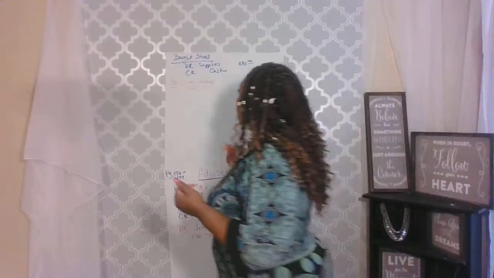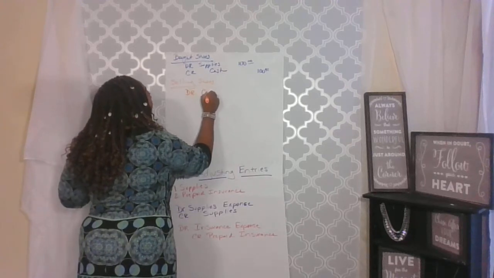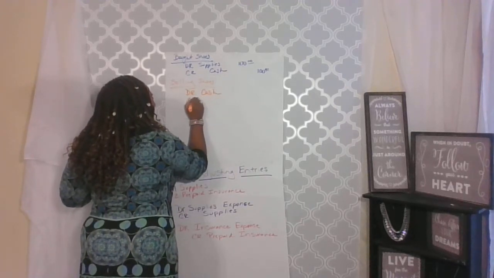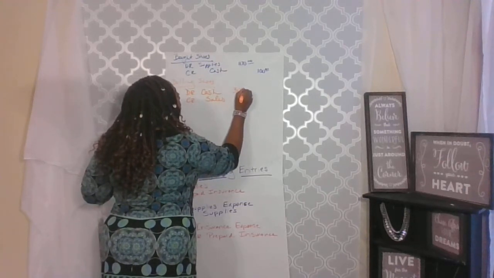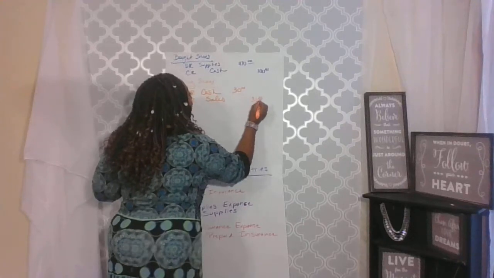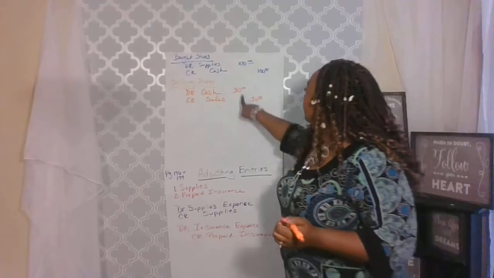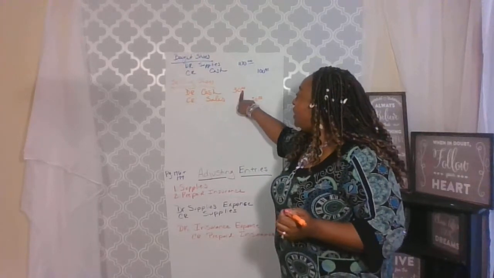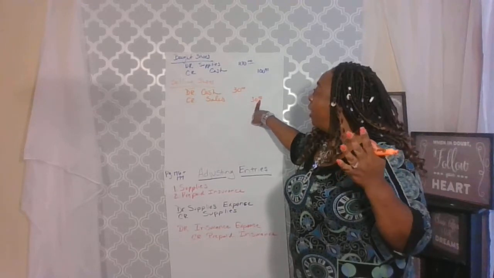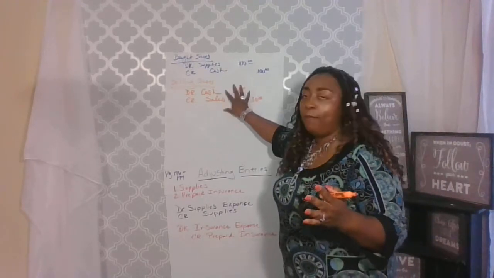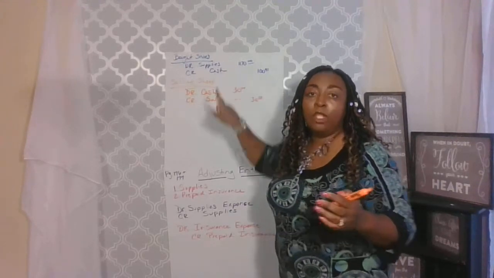So the journal entry for Susie buying shoes would be a debit to cash and a credit to sales for $30. Susie bought 3 pair of shoes, $10 each. That's $30. So now I have $30 in cash and $30 in sales. The focus here is to help the students see that when I sell my shoes, it does not affect my supplies account.